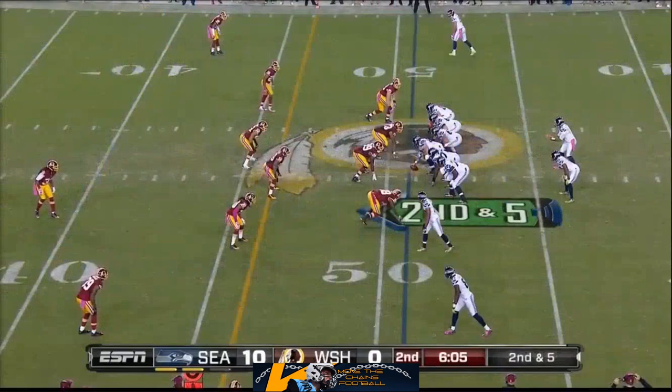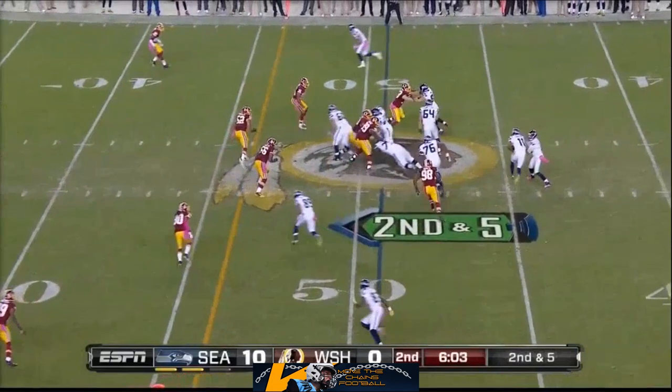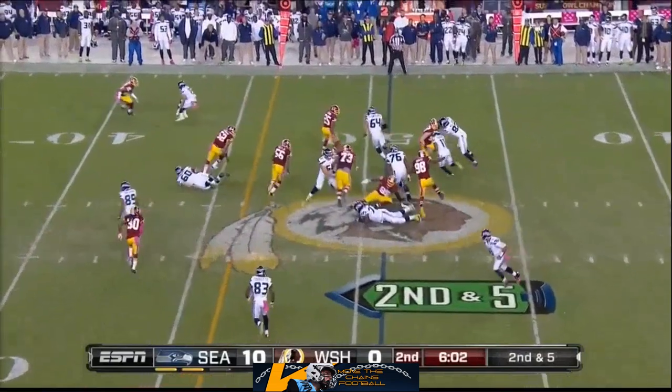In this last example, the Seahawks are lined up in a 2x2 formation with their tight end on the line and they are running outside zone right. Looking at the read man, we can see that he has his hips clearly turned in towards the running back and is crashing down hard, which means that the quarterback should keep the football here. However, Russell Wilson hands off the ball to the running back.